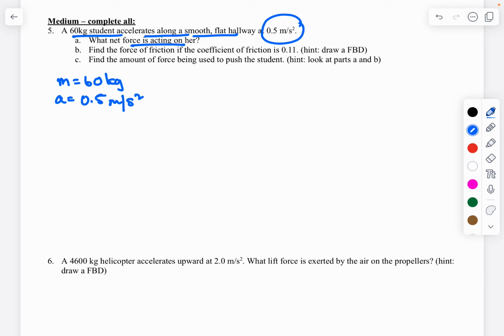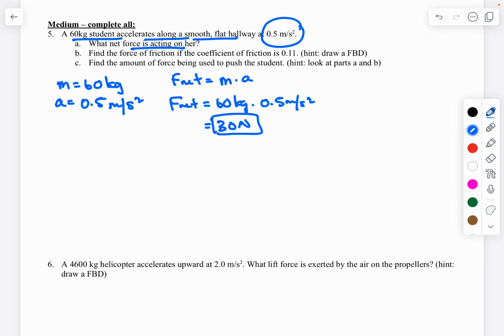Okay, so to be able to do this problem, we need to write down our equation first, right? So we know that F net is equal to m times a. We know exactly what m is and we know what a is. So we have F net equals 60 kilograms times 0.5 meters per second squared. They're just asking what's the force here. So in this case, we get 30 newtons right away, right? So that's 5A.